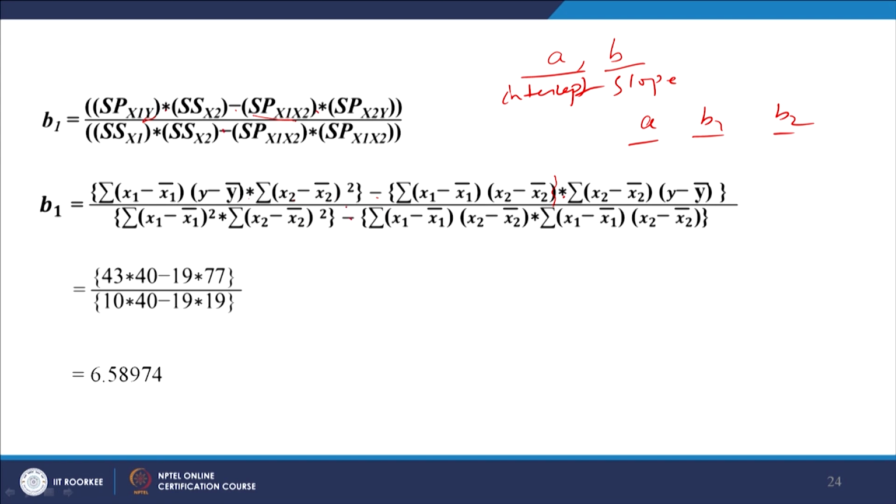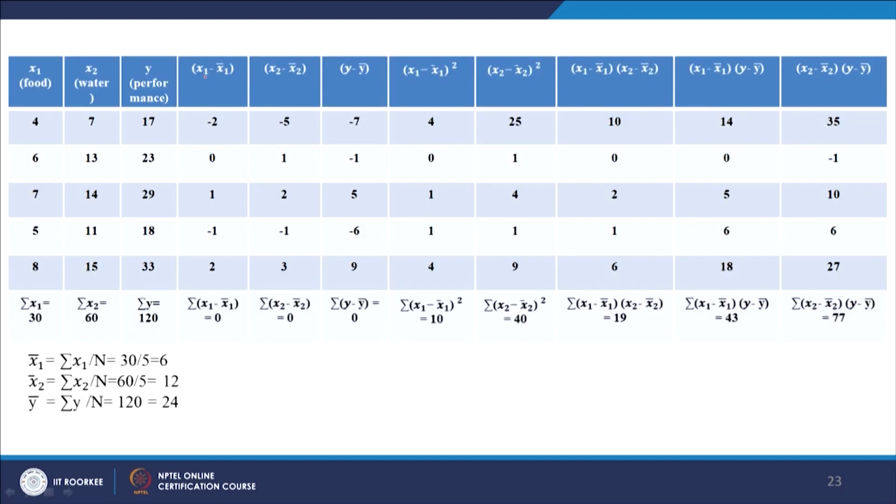Now this minus comes here, the sum of product of x1 and x2. So x1 will be x1 minus x1 bar into x2 minus x2 bar, into again x1 minus x1 bar into x2 minus x2 bar. So when I do this, I have to calculate these. Now, let me go back. x1 minus x1 bar, x2 minus x2 bar, y minus y bar, x1 minus x1 bar squared, x2 minus x2 bar squared, x1 minus x1 bar into x2 minus x2 bar, x1 minus x1 bar into y minus y bar, x2 minus x2 bar into y minus y bar. These are all we require.